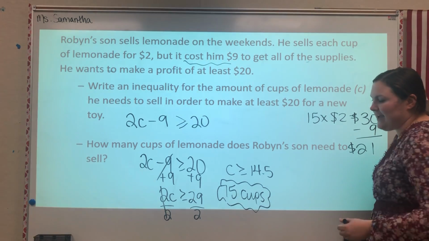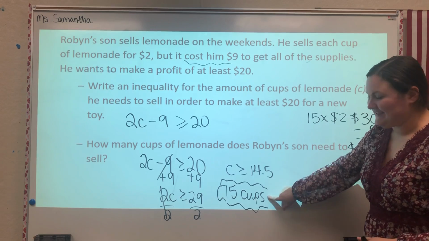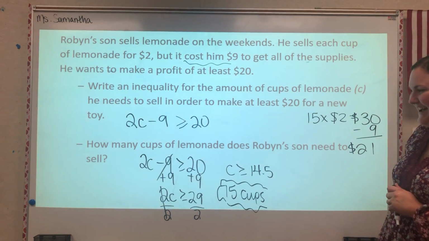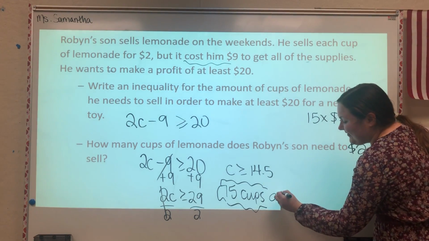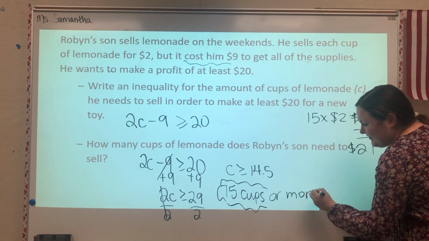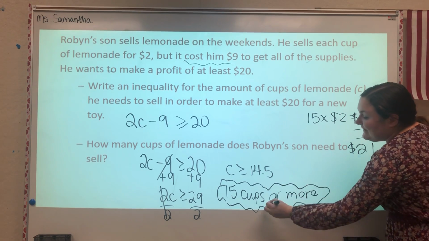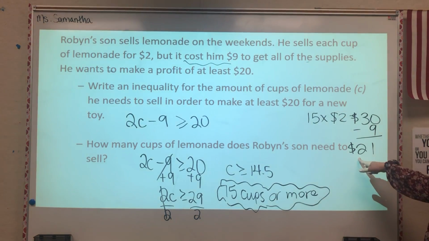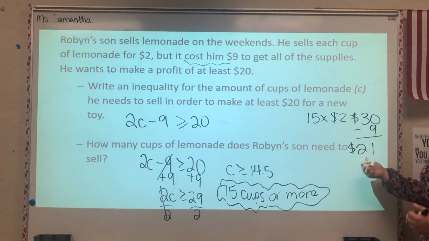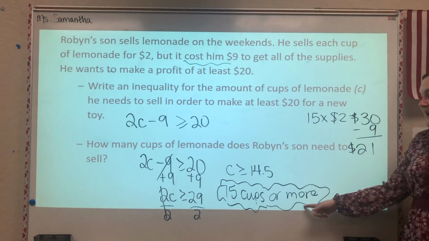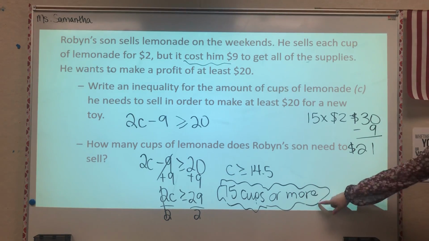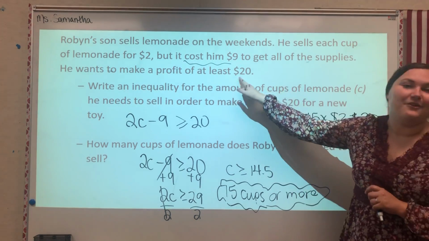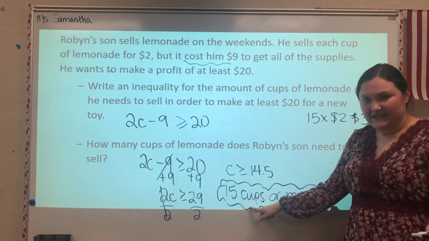We're going to say 15 cups. I'm going to erase this to add something in. Do you know what I want to add? He wants to sell 15 cups or more. Right? 15 cups is the minimum he would need to sell, because that's the first amount where he would end up having at least $20. But if that kid sells 1,000 cups of lemonade, props to him, but it would mean he definitely gets to that goal of $20. So 15 cups or more.